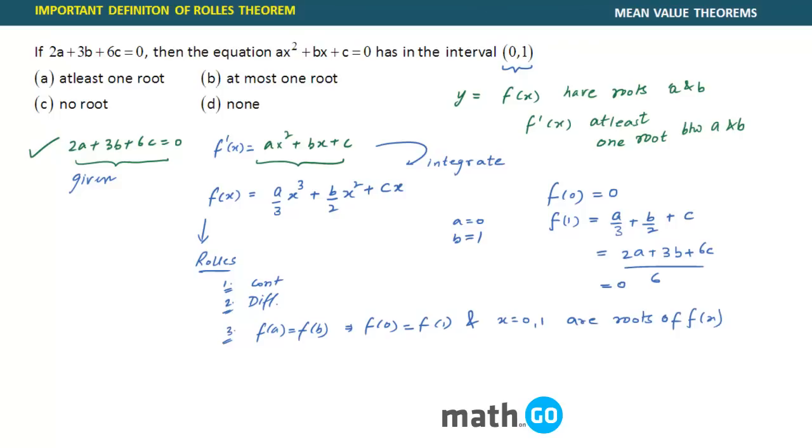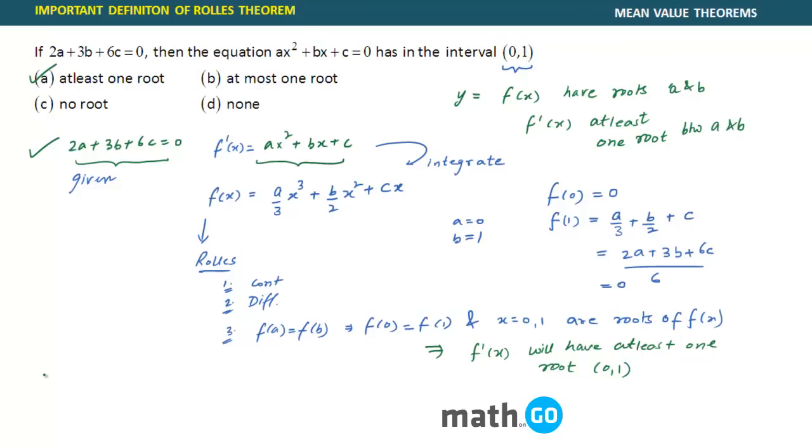Then by the algebraic definition of Rolle's theorem, I can say that f'(x) will have at least one root lying between 0 and 1. Hence the answer is option A. These kinds of questions are particularly famous in entrance examinations, maybe BITSAT or VIT or JEE, whatever you people will take. So just understand this concept, how we have taken this.